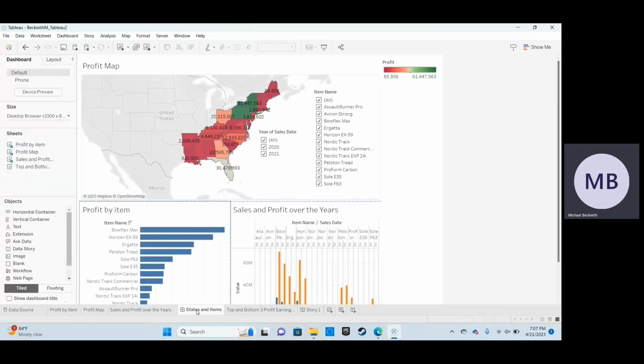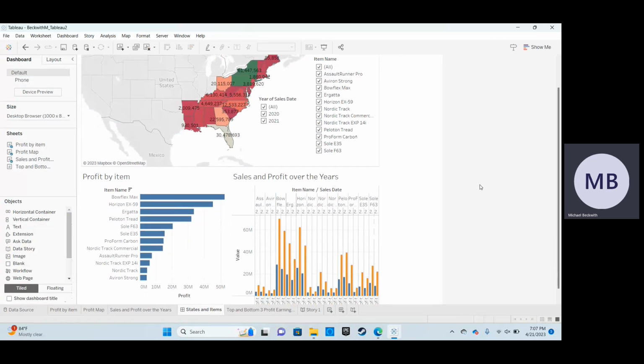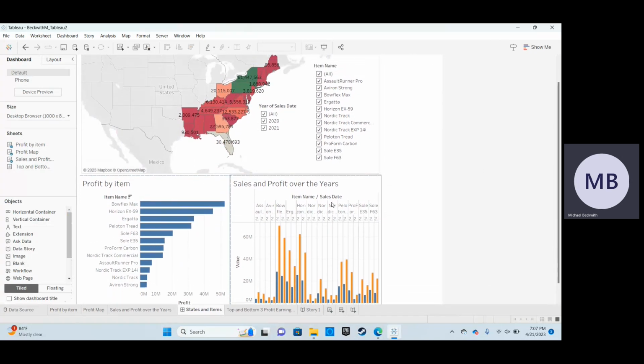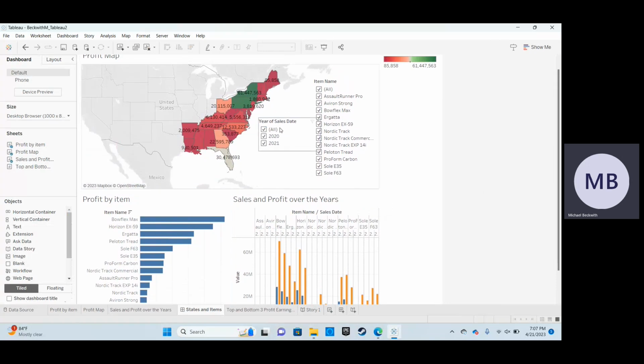And then my next is the dashboard. I left my fourth worksheet for after the dashboard because I think it flows more smoothly this way. So in this, I have all of my three previous worksheets and how they all interact together. See, we have the years, we have the items, and we have the states. So we can use these to filter.